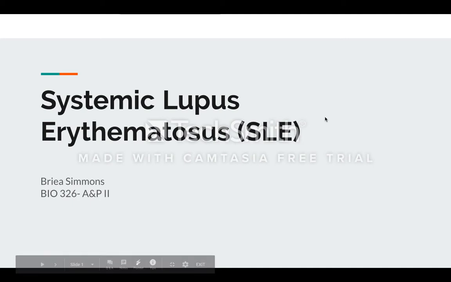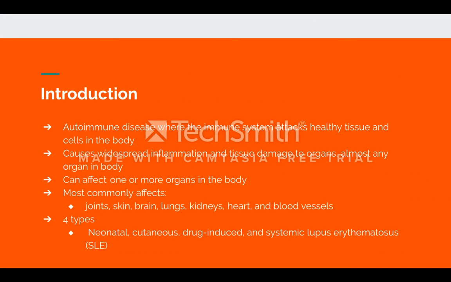Systemic lupus erythematosus, or SLE. SLE is an autoimmune disease where the immune system attacks healthy tissue and cells in the body. This can cause a widespread of inflammation and tissue damage to different organs.